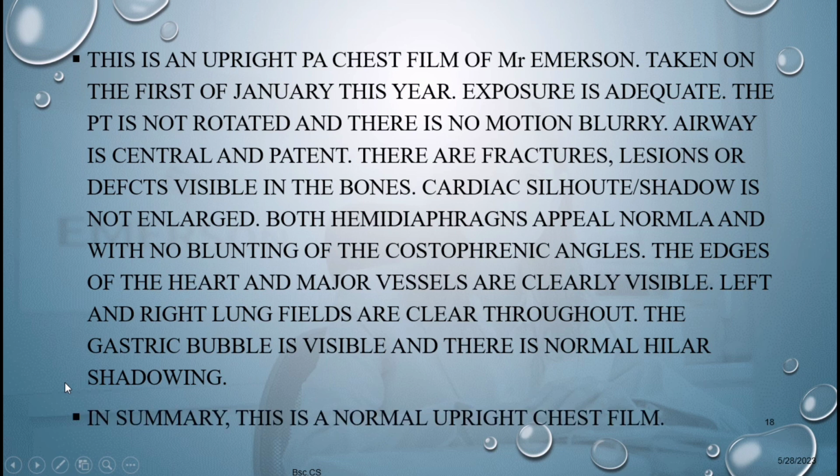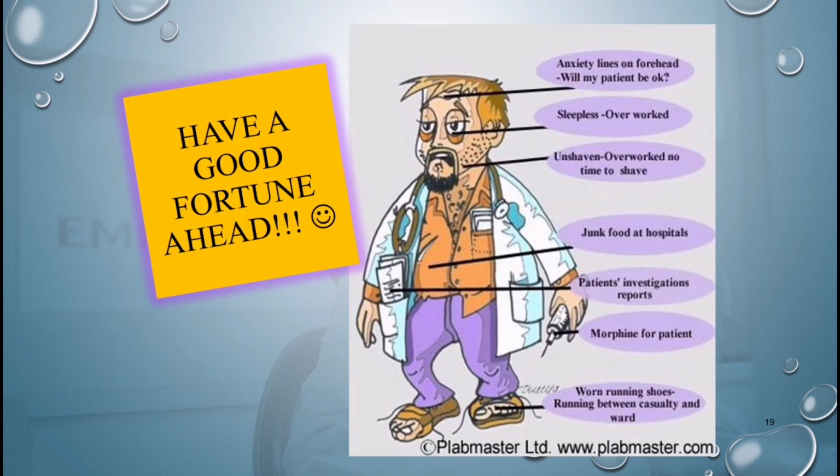Then in conclusion, in summary, this is a normal upright chest film, because that was normal. There were no pathologies, but this is just a summary, so you have to actually know the pathologies before you read a chest x-ray. But these are the principles of reading a chest x-ray.